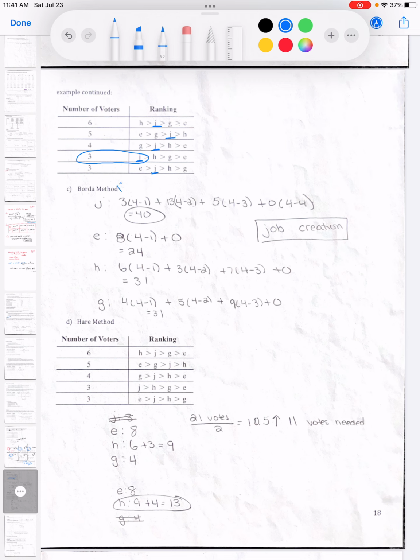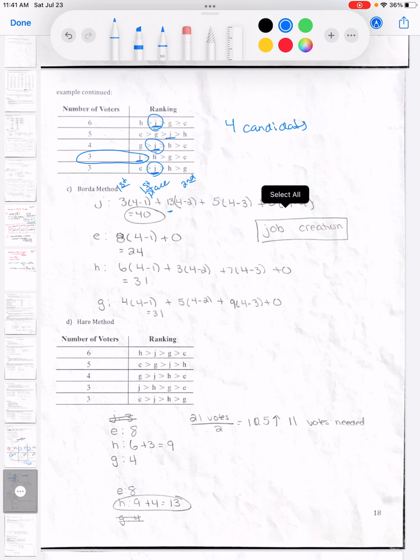So this was the number of first place votes. There are 4 candidates. That's where this came from. And this is first place again. So that's where the 1 came from. In second place, J had a whole bunch. So 6 plus 4 plus 3. So 13 second place votes.